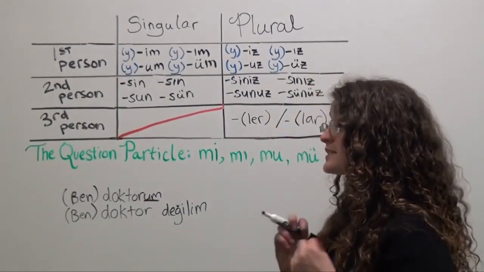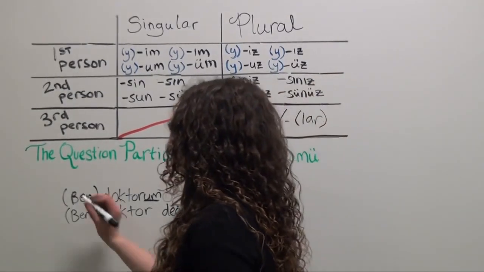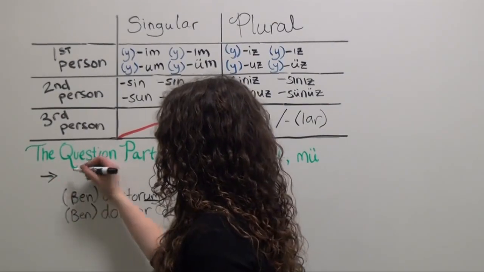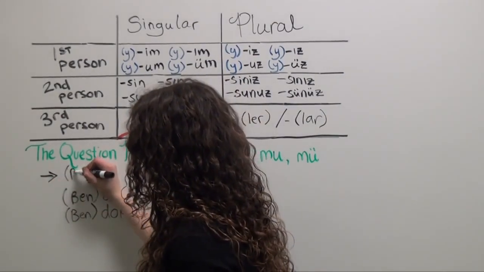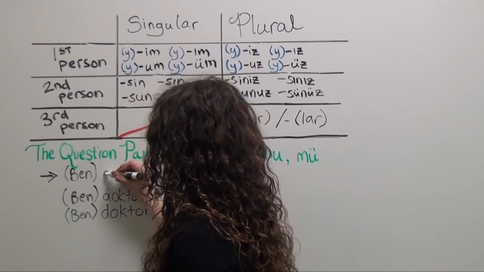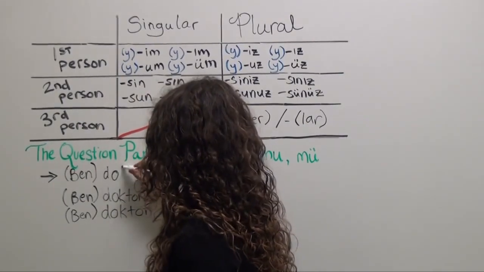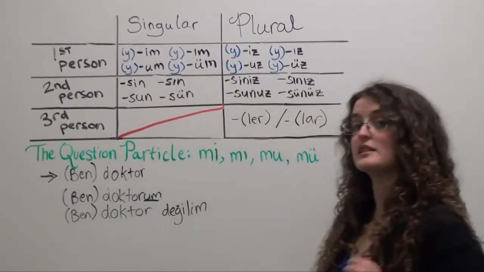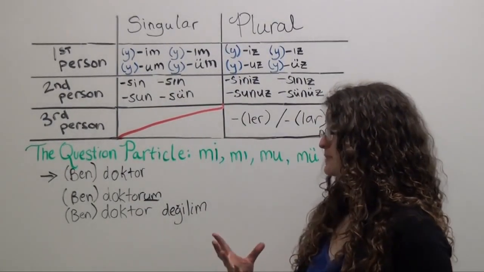Let's take a look. We're going to start with the same ingredients. So, this is our yes-no question here. Optional, ben, you can have it or not, ben. Doktor, Turkish word for doctor, so far the same. Here is where the time has come for us to insert our question particle.